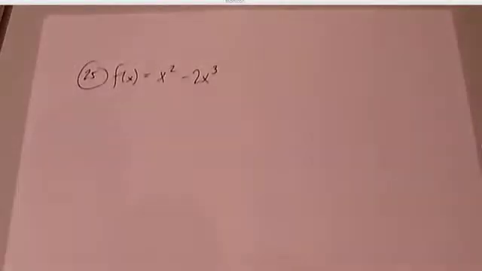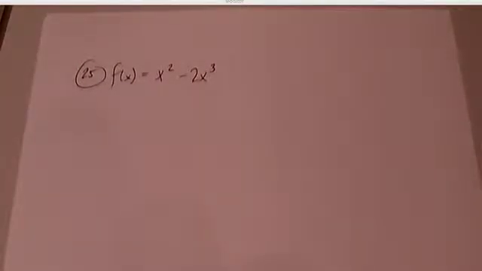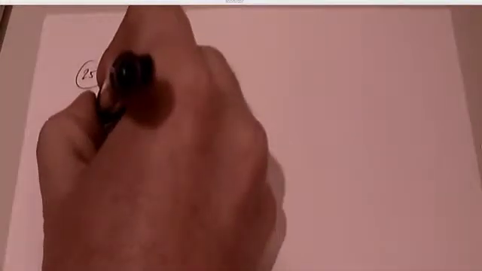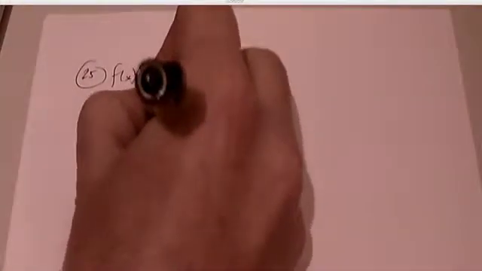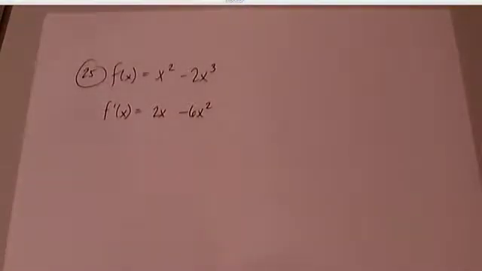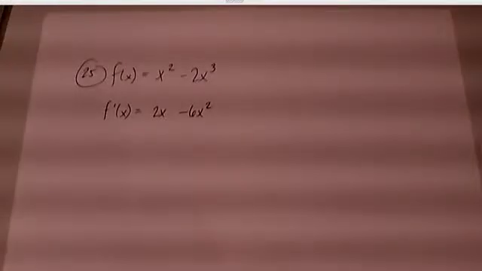Now, let's go ahead and do 25. Now, 25 is f of x is equal to x squared minus 2x cubed. Okay, now they want you to do that by the definition of the derivative. You can go ahead and toil away at that. I'm going to go ahead and let you know that f prime of x is 2x minus 6x squared. Now, I'm really more interested right now, since I've already done 4 separate videos on taking the derivative by limit definition, in the comparison of the domains.